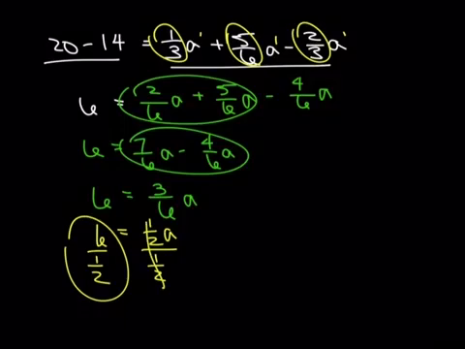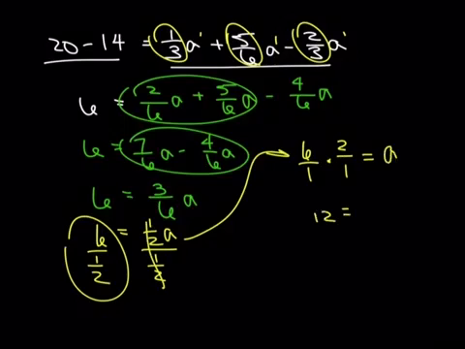So let's make that 6 a fraction, and remember you multiply by the bottom fraction's opposite, or inverse, turn it upside down. And 6 times 2 is 12, and that equals a. And so that's the answer for that problem.